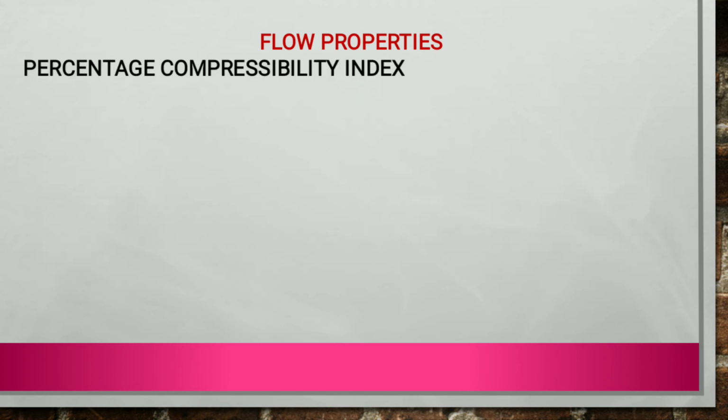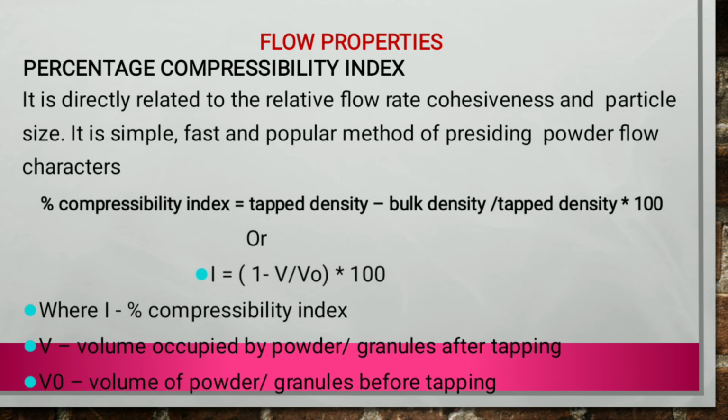Then the next one, that is percentage compressibility index. Compressibility index is a measure of the propensity of a powder to be compressed. Here it is directly related to the relative flow rate, cohesiveness and particle size. It is a simple, fast and popular method of predicting powder flow characters.